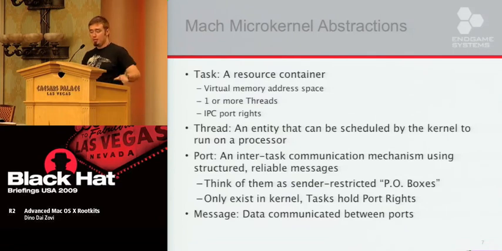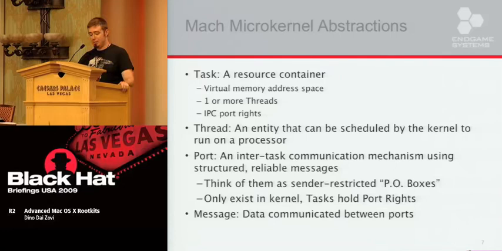So Mach's main abstraction is the task. A task is basically just a resource container that has the address space, the virtual memory maps, and all the pages in it. It has one or more threads that actually perform computation, and it has what's called an IPC space, IPC for inter-process communication. That space includes what are called port names and port rights, which is a somewhat gray area that I'll get into in a little while.